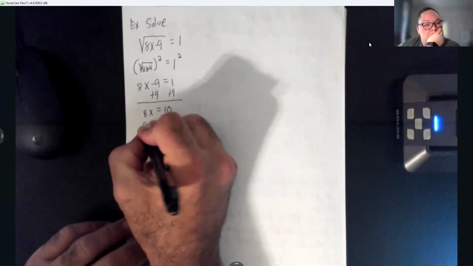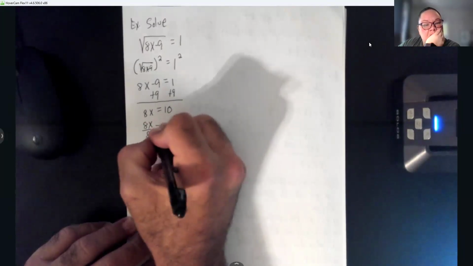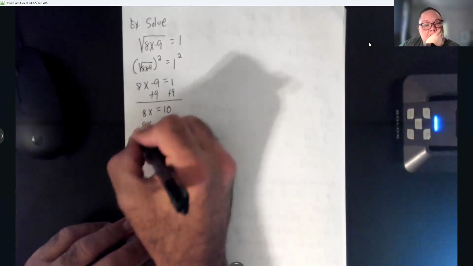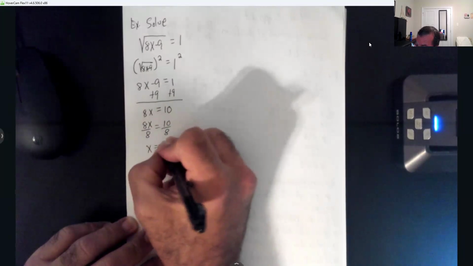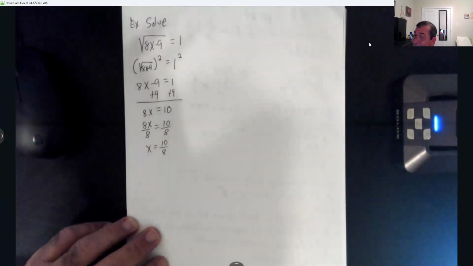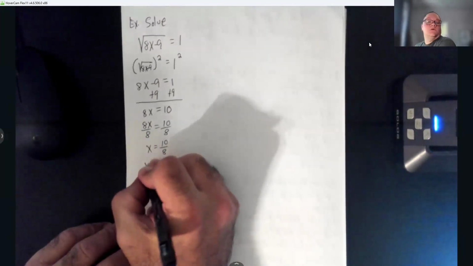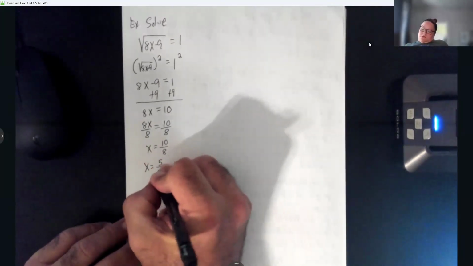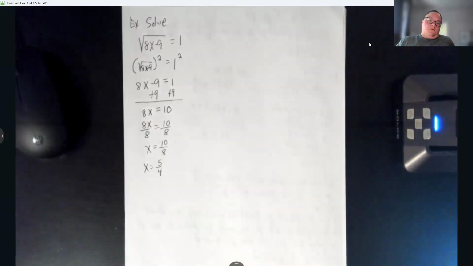Divide. So that cancels and x equals 10 over 8. But that will reduce to 5/4. 5/4. There you go. Okay.